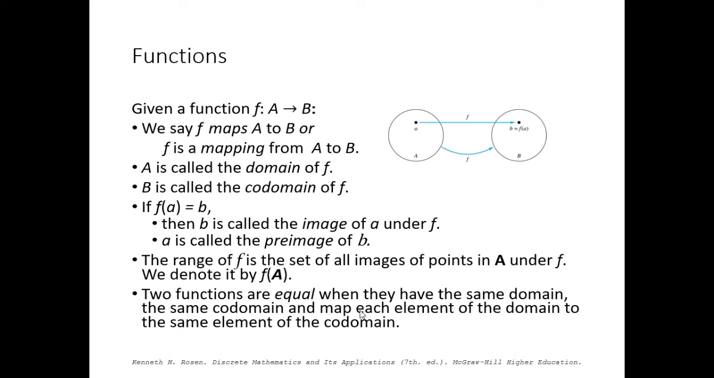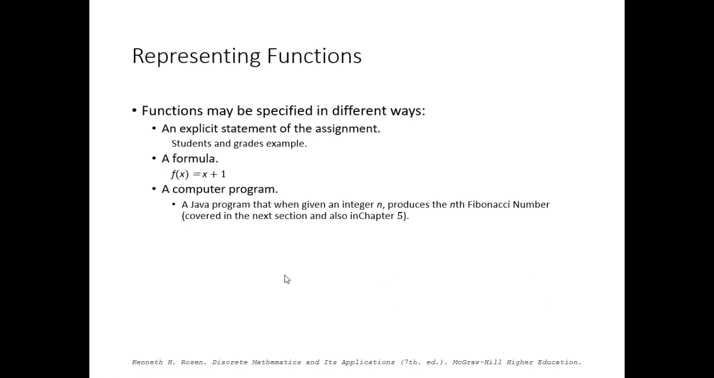Now, to describe a few terminologies about the function, if f is a mapping from set A to set B, then A is called the domain of function f, and B is called the codomain of function f. If B is equal to f of A, then B is called the image of A and A is called the pre-image of B. All the elements from the codomain set collected together is called the range of set A, or range of the domain set.